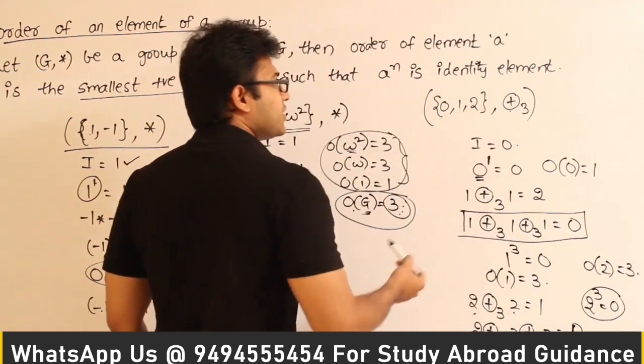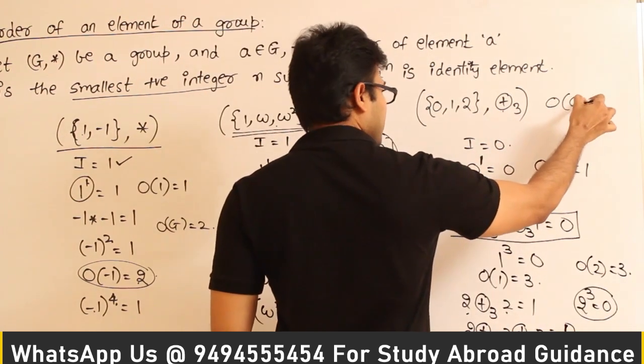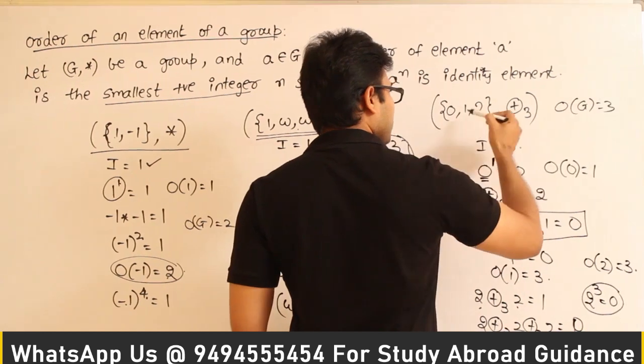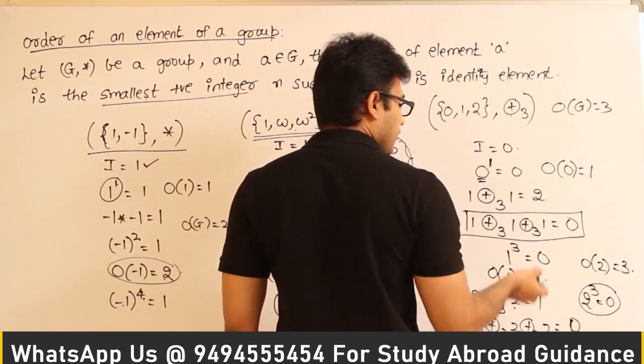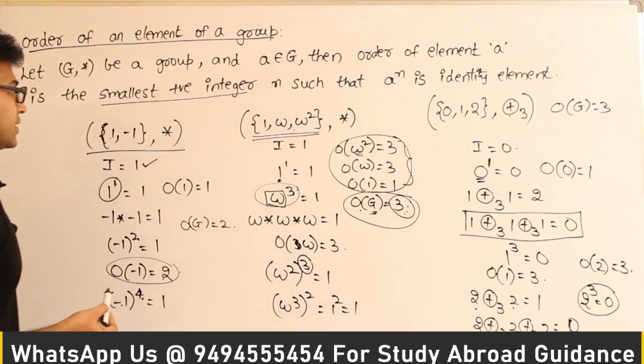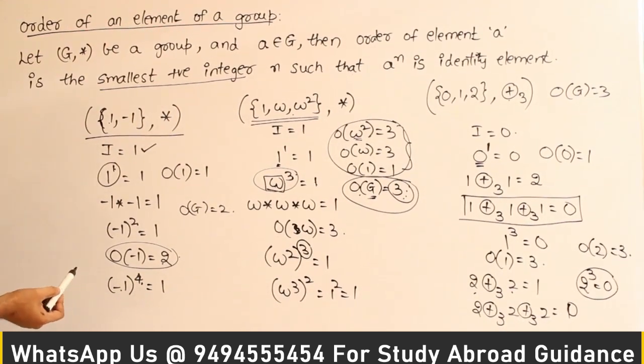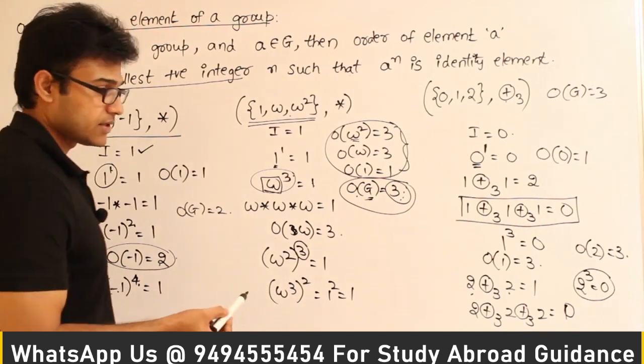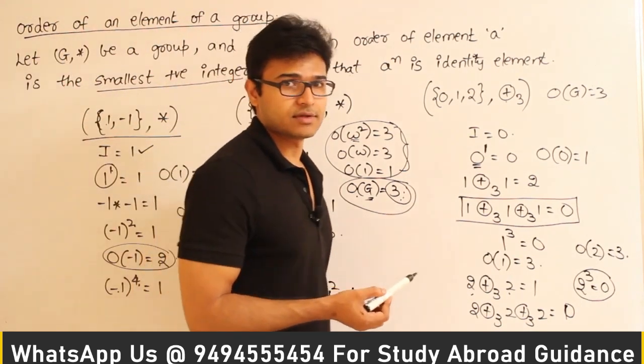Got it? So what is the order of the group? The order of the group itself is 3, because the number of elements is 3, and the order of every element divides that. Okay, remember that point. And one more interesting thing is, if it is a group, then we know that every element is going to have an inverse, right?